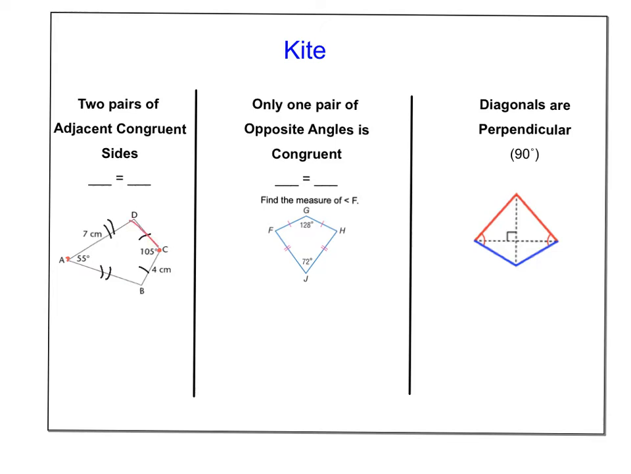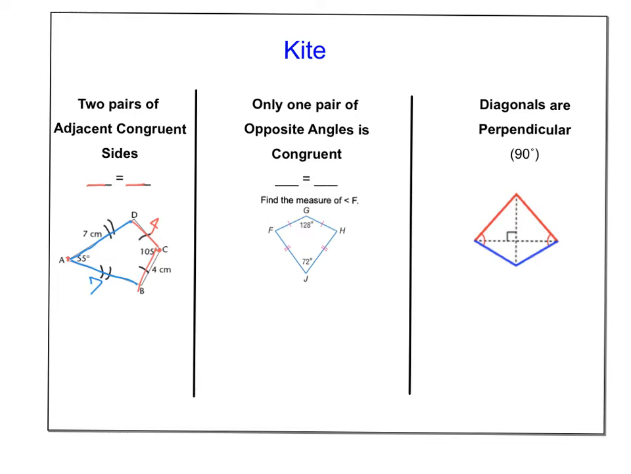All right, so again, we have two pairs of adjacent congruent sides. So DC and CB are congruent. So if we know the value of CB, we know that the value of DC is the same thing because they are equal to each other. So DC is 4 centimeters as well. And in the same fashion, if we know that DA is 7 centimeters, we know that BA is also going to be 7 centimeters. So that's the first property of our kites.